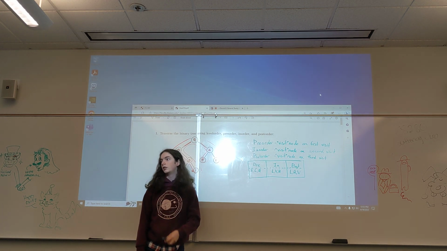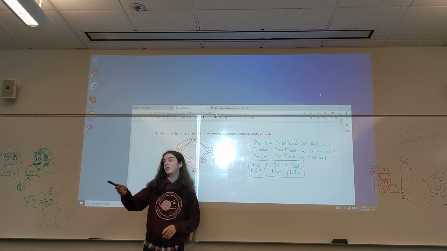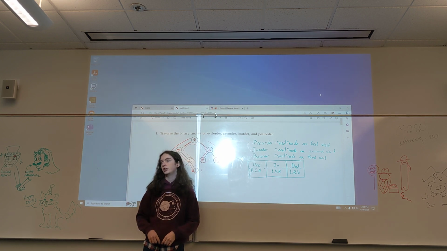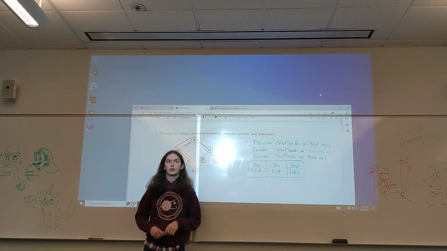Would it be accurate to say that in order traversal is the same as ascending value? Yes, if the tree is a sorted tree, like a binary search tree, it's fine. If it's not sorted, then it's just in a different order. If it's not sorted, how do you navigate it?